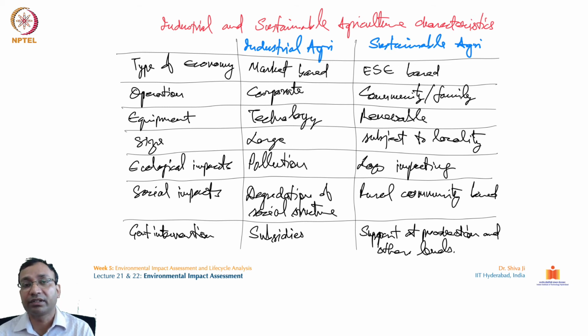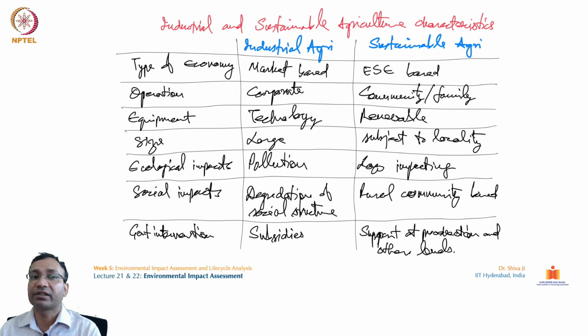And on the other hand, the sustainable agricultural system actually promotes independent, family-oriented or community-based participation, where the social aspects, the social value systems, are also taken care of, not just the monetary part. On the third criterion, if you see the size of the operation, industrial agriculture usually happens at a very large scale, generally 500 hectares or even more.